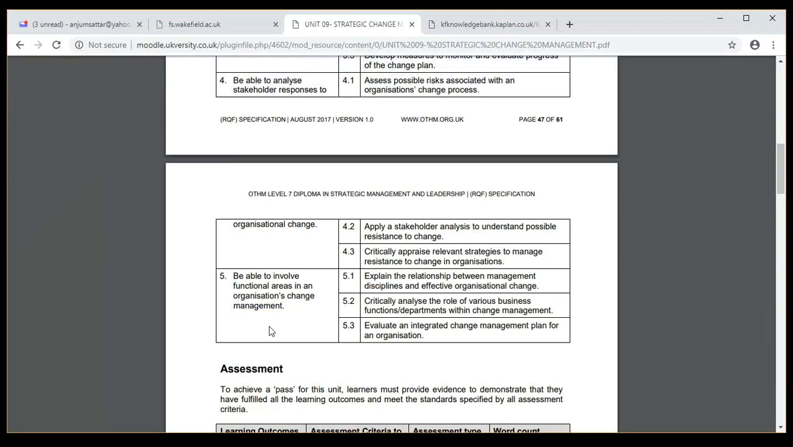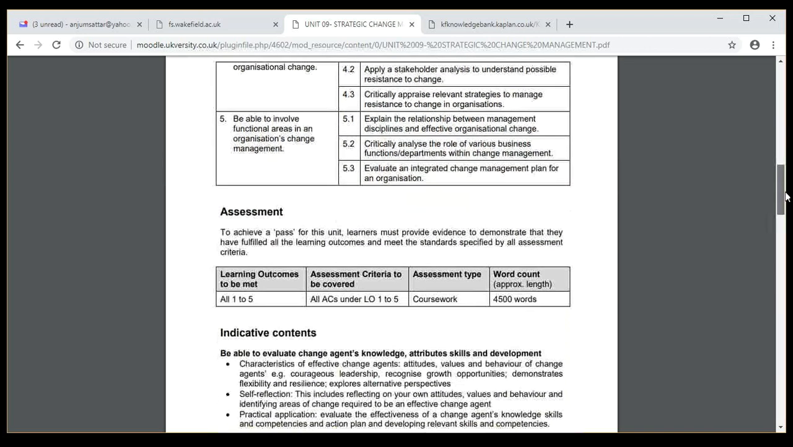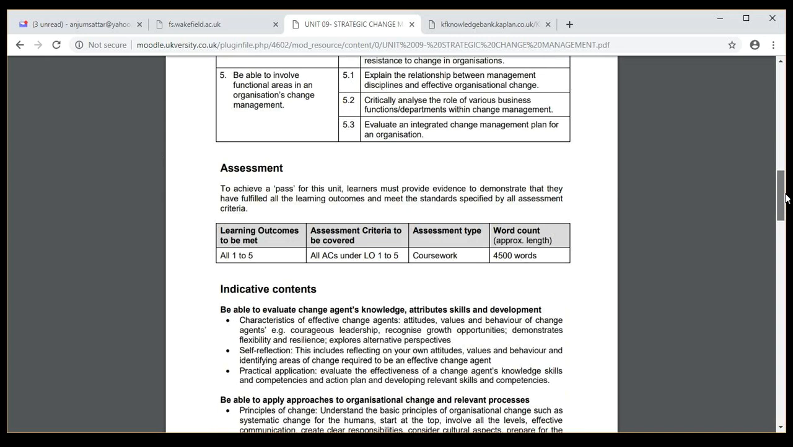During our last lesson, we will go through being able to involve functional areas. What are the functional areas? How will the change impact them, in terms of marketing, human resources, production? All these are the functional areas, and we will go through how an organization can function effectively. So all this will be in our discussion.